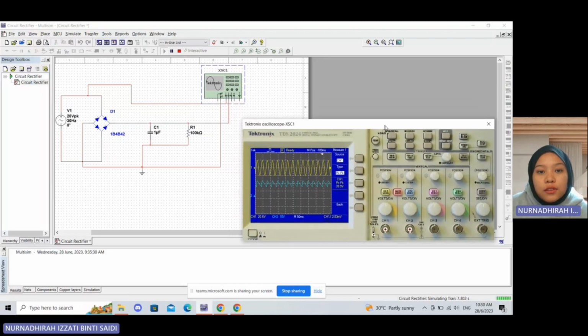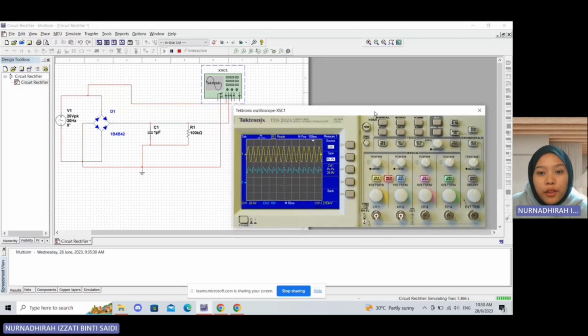Okay, this is the result of the full wave bridge rectifier. As we can see, the frequency is 30 Hz. The period is 33.3 millisecond, and the peak to peak is 39.9 volt, and then the maximum of the waveform is 19.9 volt.